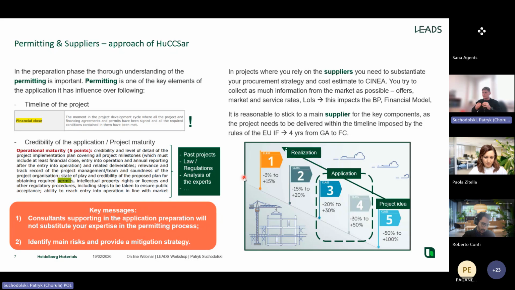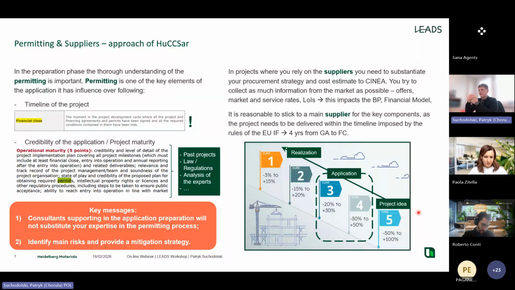Okay, maybe we'll move to the suppliers. So when you are shaping your project, you are starting with the class 5 estimate on the cost of your installation. Once you are moving towards the realization of the project, your assessment will be more and more on point. The error will be smaller and smaller. However, in the application, you need to somehow confirm how much you will be spending on the project, because this will be later on verified by the expert, by CINEA.